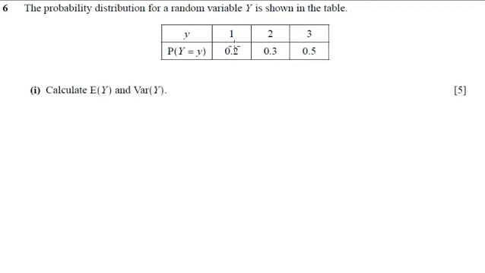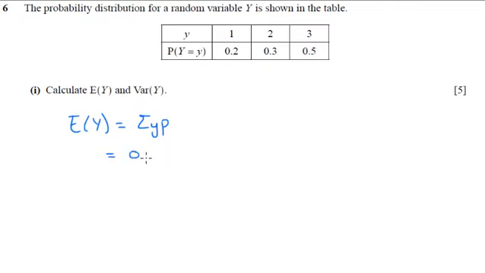So expectation, the formula for expectation, if it's just one of these distributions in a table, is the sum of the, well, usually it's the x values, but they've called it y in this case, times the p values, the probability values. So we're going to times these two numbers together, times these two numbers together, times these two numbers together, and add them all up.